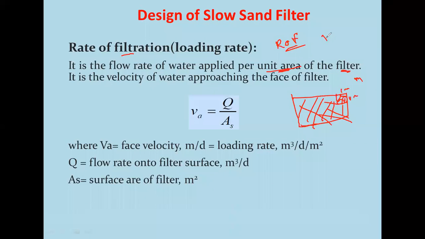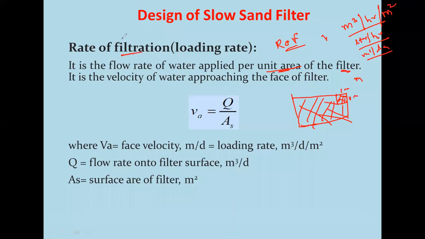Are you getting my point? In which unit do we measure the flow rate? It may be measured in meter cube per hour, in liters per hour, or in meter cube per day. These are the different units to measure the rate of flow. This rate of flow taking place per unit area, per meter square of the area, is called the rate of filtration.